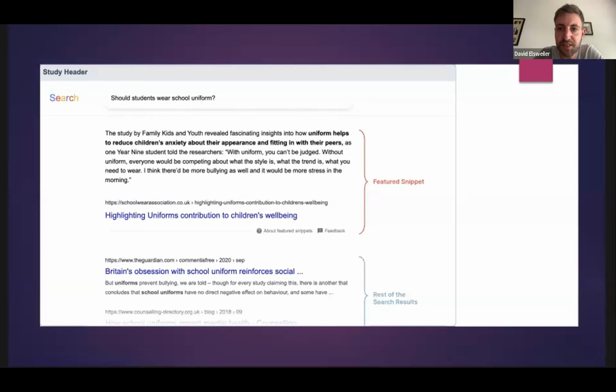This is an example of a search results page that participants interacted with in our study. It consisted of a featured snippet followed by 9 standard results. You can't see them on the page. They would have to scroll or have a bigger screen.